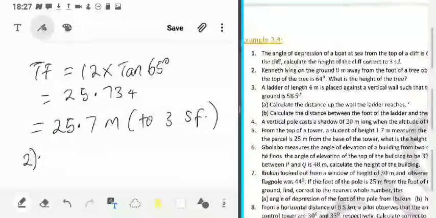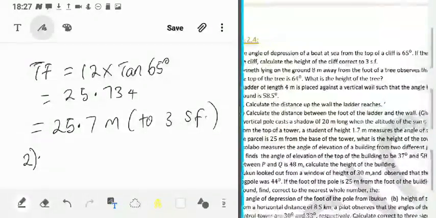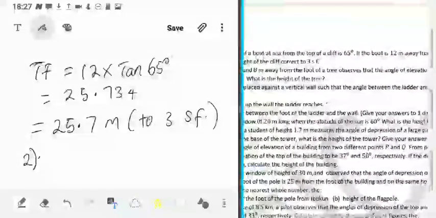Kenneth is lying on the ground 8 meters away from the foot of a tree.